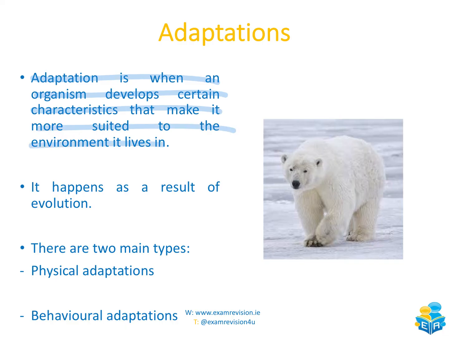Okay, so the example we can see over here is about the polar bear. A couple of adaptations it has: white fur, so it's going to reflect or retain some of the heat. It's also going to camouflage it. And it also has thick layers of fat as well, just to keep it warm, because it obviously lives in very cold conditions. Now, it normally happens as a result of evolution, and there's two main types of adaptations. We have physical adaptations, and we also have behavioural adaptations as well.